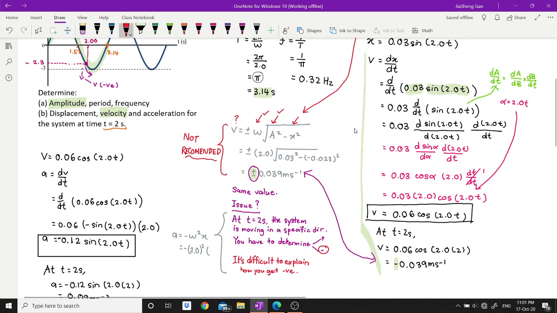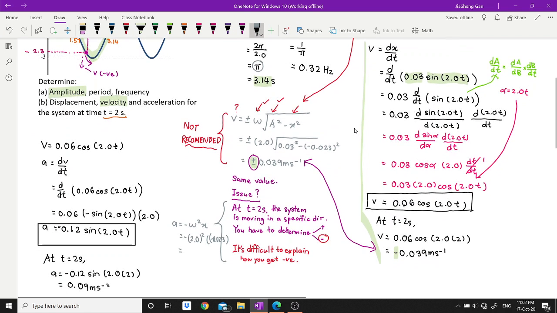You can copy the x inside. So negative 0.023, and when you work it out, your answer should be the same as down there. You should get 0.09 meter per second square. If you are using this, you will not encounter the problem of positive negative, because the equation itself already tells you it's definitely negative. So it's okay to use this method, but in my opinion, just do the way I introduced. Differentiate, get the equation, put in the time, get the acceleration. I would still prefer to use this method.